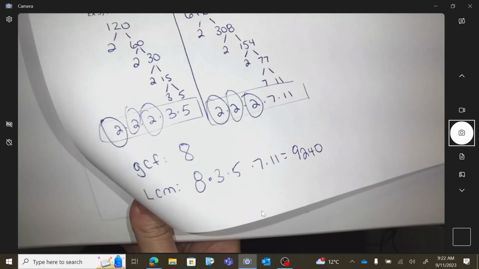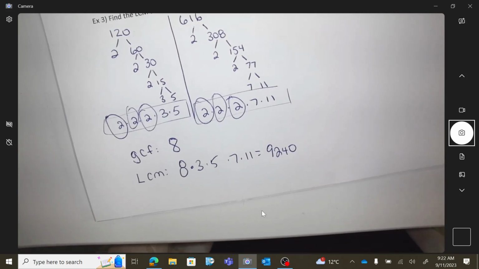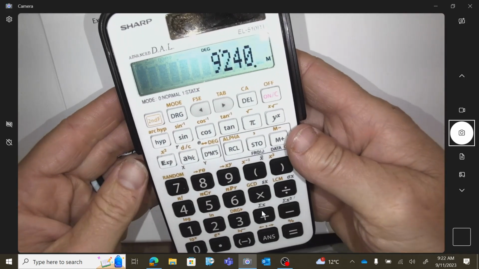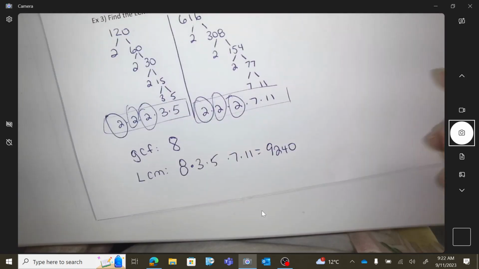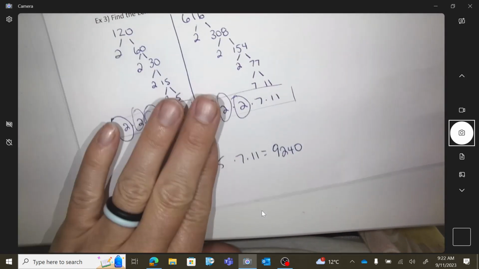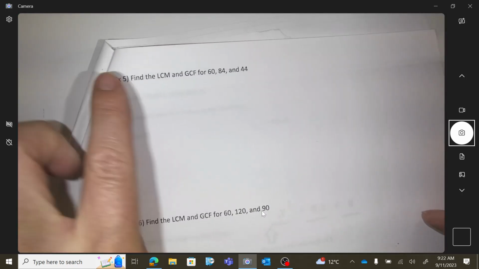And you can always do a check, right? So when you get that number, it should be divisible by 120. It should be divisible by 616. Okay, so let's flip. We're going to do this same process now, but this time I put 3 numbers in there.